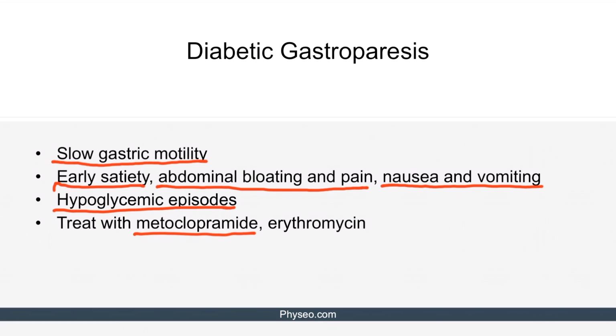Now, another option is erythromycin. And this is an antibiotic, but it's actually really helpful in this case, not because of its antibiotic properties, but because it actually increases GI motility because it acts on motilin receptors.